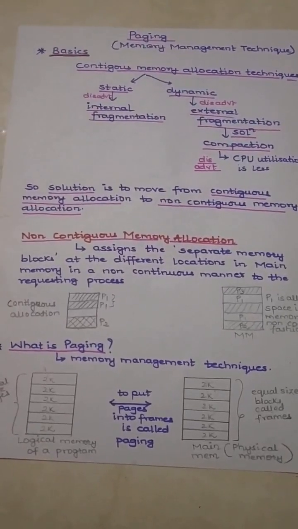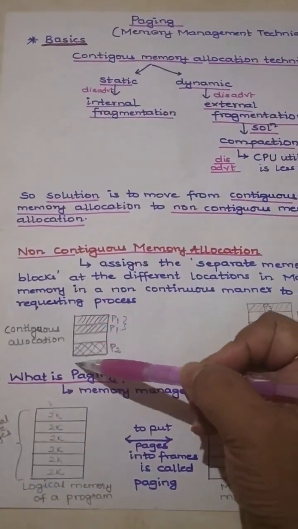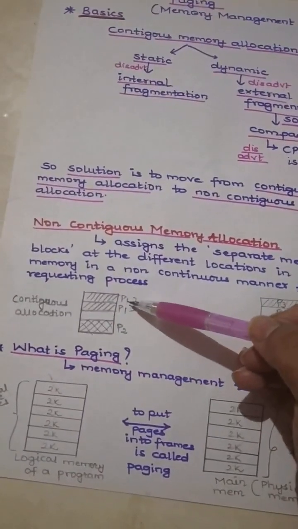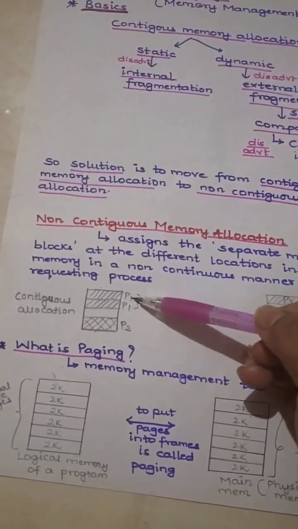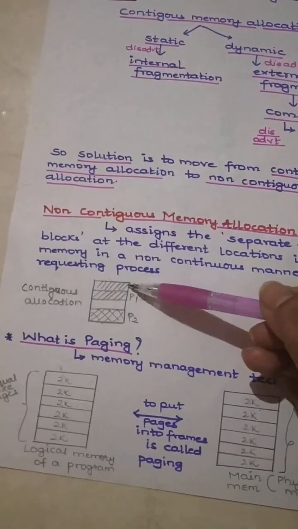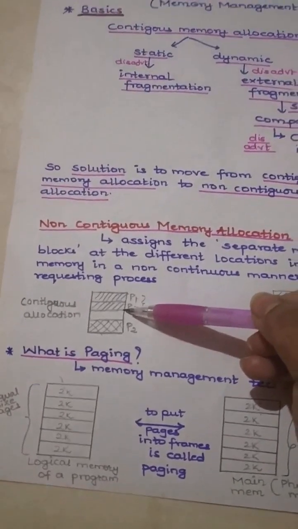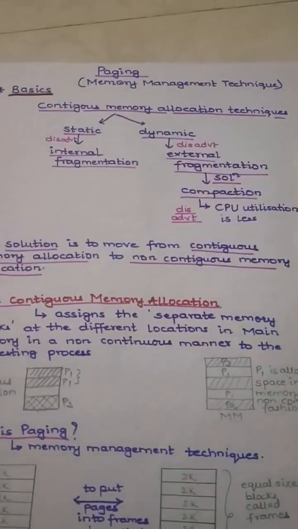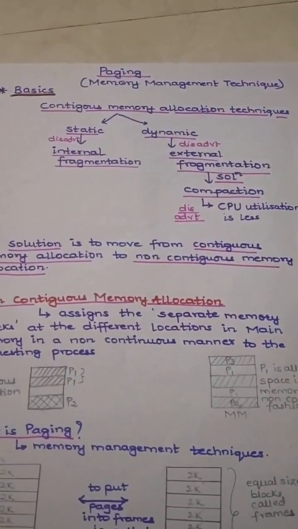Now if you see this particular diagram, this is a memory, and there are multiple processes residing in this memory. Let's say there are two processes, P1 and P2. Now when process P1 is allocated space in memory in a continuous fashion, it is called continuous memory allocation. We had studied two techniques, static memory allocation and dynamic memory allocation.